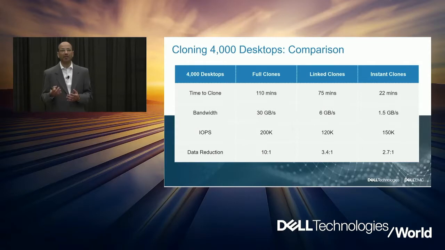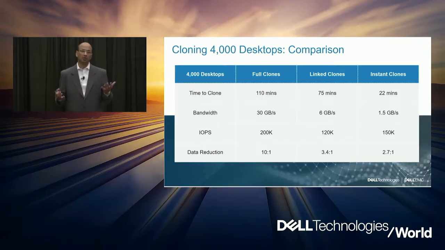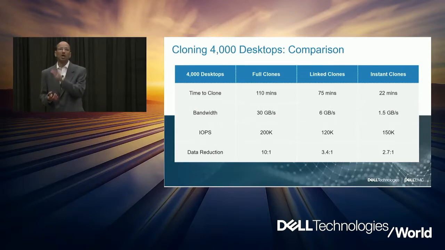On the other hand, for linked clones and instant clones, because of the nature of the process, they are faster than full clones. These are non-persistent desktops. Linked clones took 75 minutes. But look at the insane performance we drove for the instant clones as well, because we could create 4,000 instant clones in 22 minutes. That gives you 3 VDI desktops in literally like 1 second.